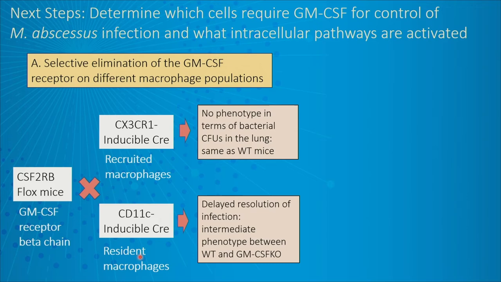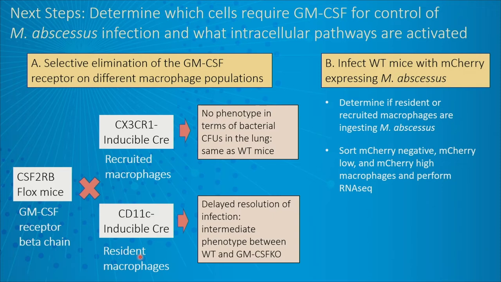We're also going to infect wild-type mice with mCherry-expressing M. abscessus, or red fluorescent bacteria. And we can use flow cytometry to determine if resident or recruited macrophages are ingesting the bacteria. And we can also sort the macrophages, the ones that have no bacteria, the ones that have a few bacteria, and the ones that are chock full of bacteria, and use transcriptomics to ask how are these cells different.